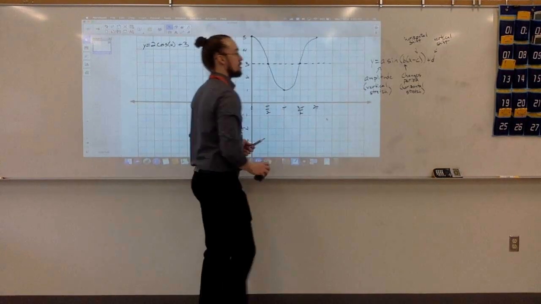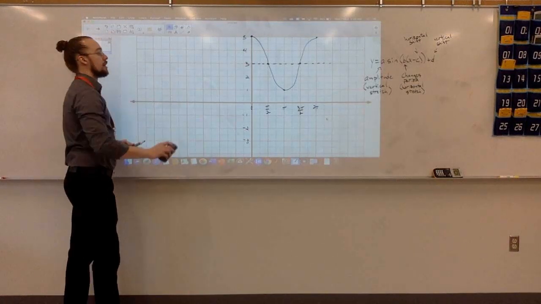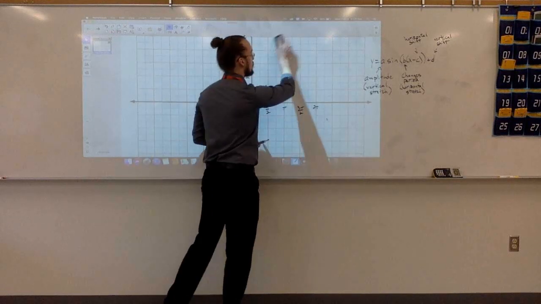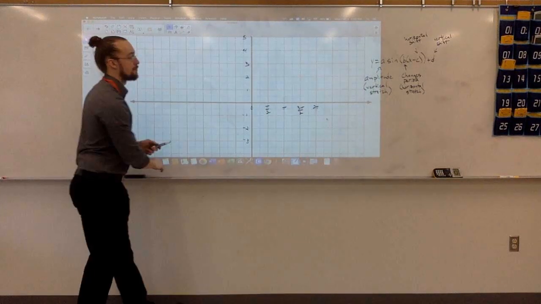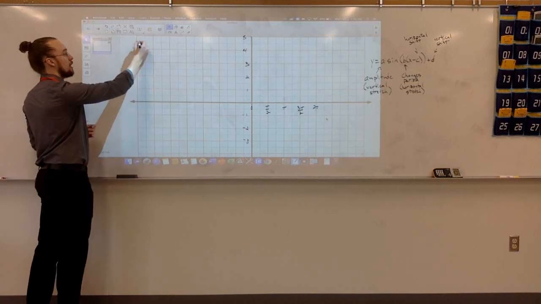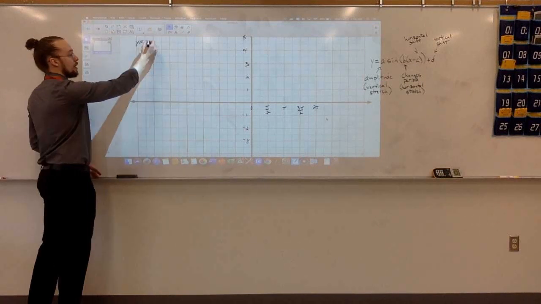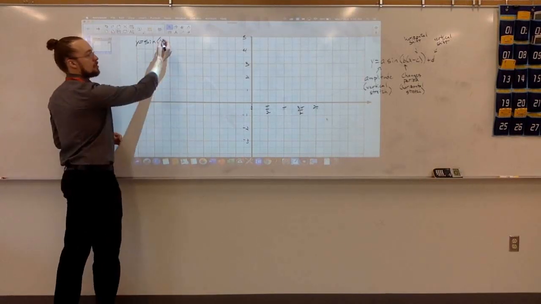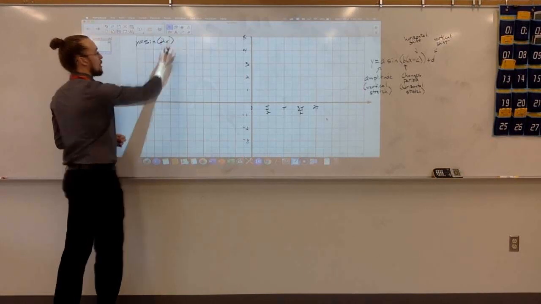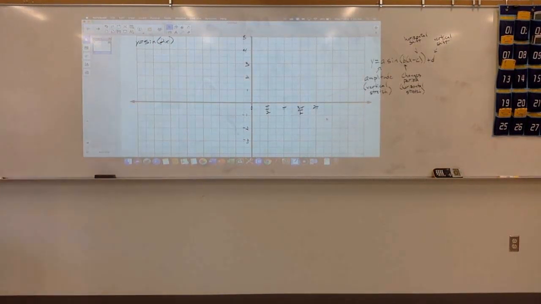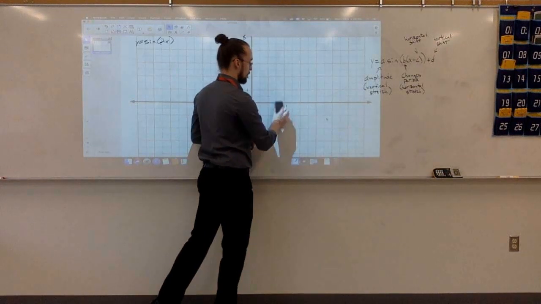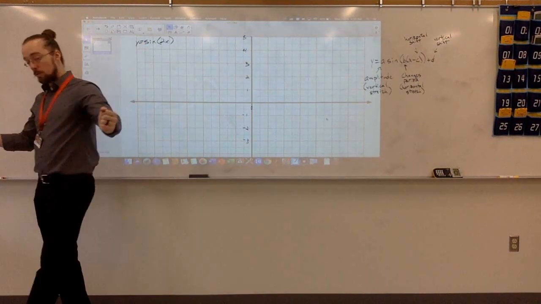Alright, let's take a look at some B and C values then. Let's do one at a time before we combine them. So let's start with a B value. Let's say we have something like y equals sine of 2x. Okay, where we just have a B value. The B value, we said, changes the period, and that's going to stretch it horizontally.